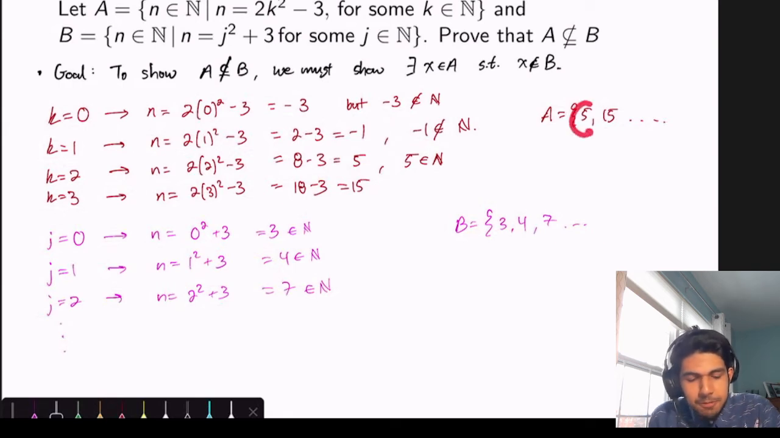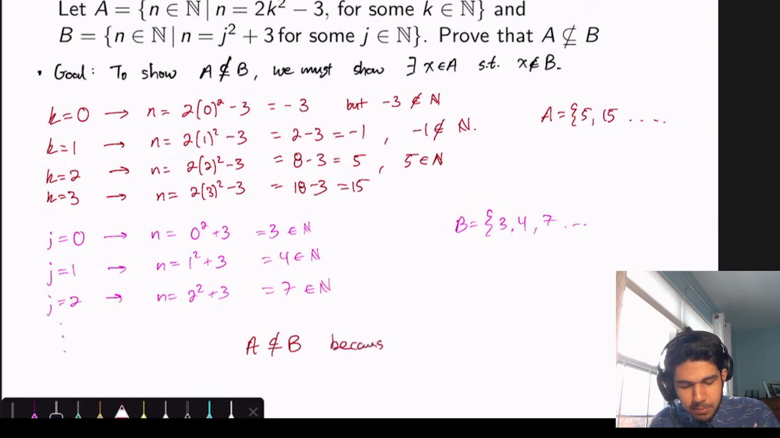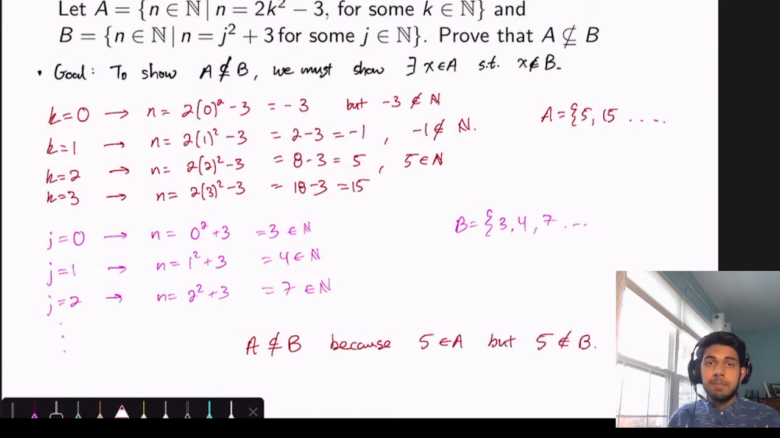But already we can see we found an element in A, which is the value of 5, which is not included in B. So we can conclude A is not a subset of B because 5 is in A, but 5 is not in B. And we're done, right? We're just providing an example, but with that example, we have proven the claim that A is not a subset of B because we found an element which is not in B but is in A. So we're done. So it's a pretty fun proof, right? And just kind of guess and check your way through it.